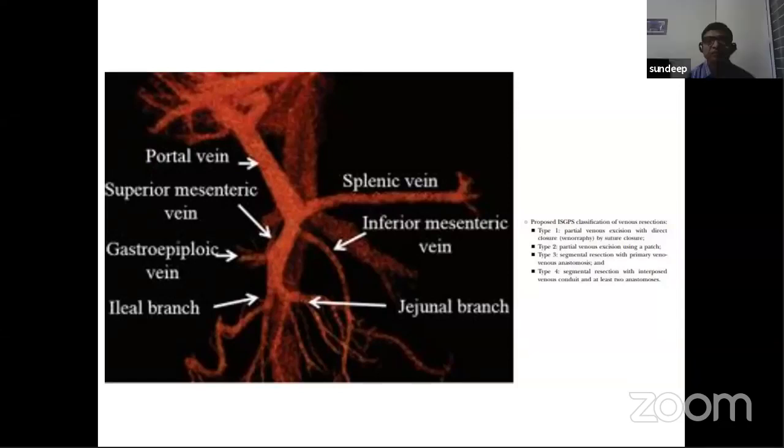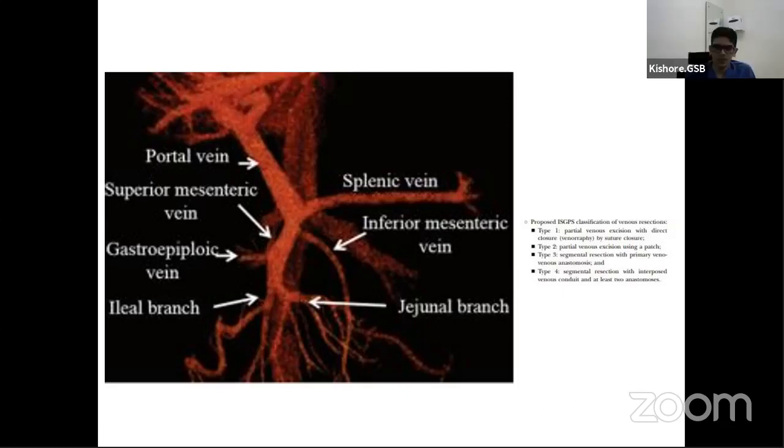So if you have a longer length or a gap between the two ends of the vein, what are the various techniques that you can use to bridge that gap, to lessen that gap? So Dr. Kishore, if you can help us, something like ligating the splenic vein or IMV, or are there other technical tips that you can share with us?